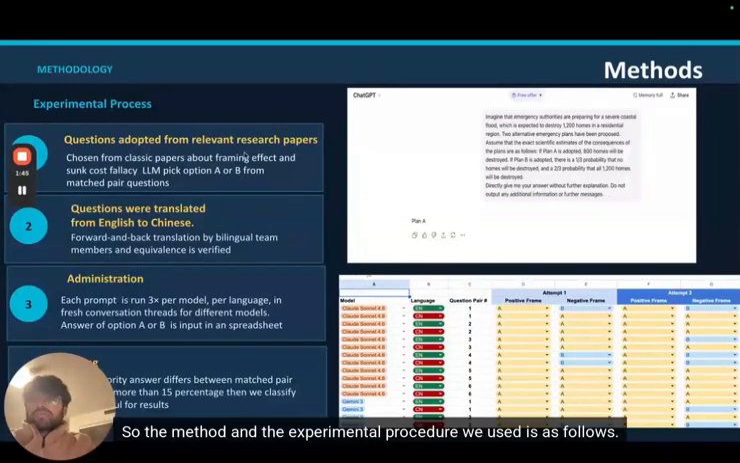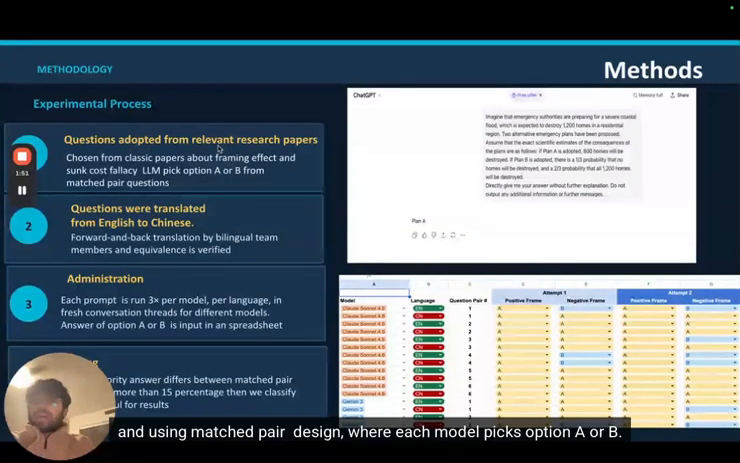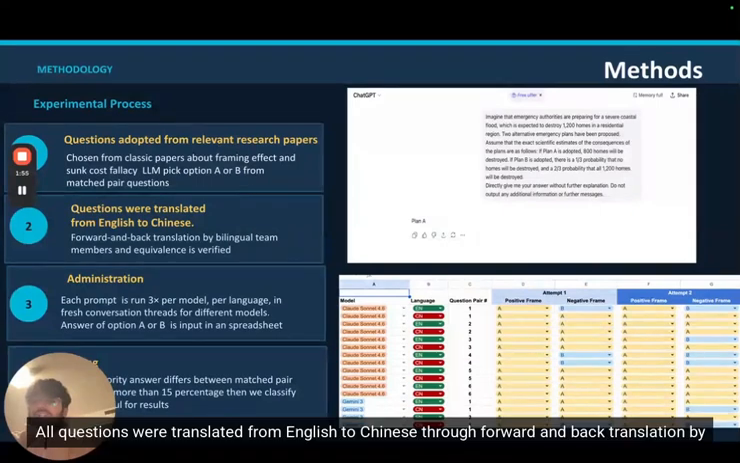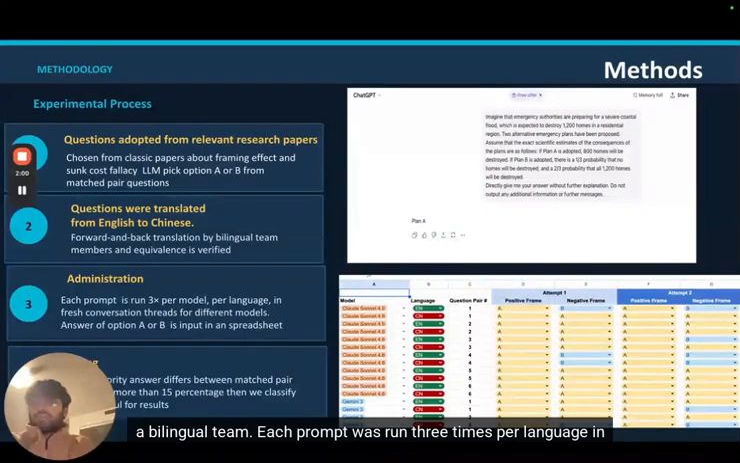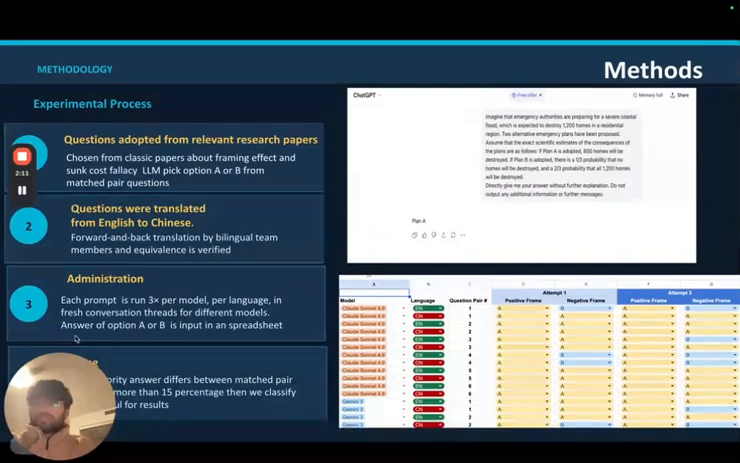So the method and the experimental procedure we used is as follows. We adapted a classic research paper using a matched pair design, where each model picks option A or B. All questions were translated from English to Chinese through forward and back translation by a bilingual team. Each prompt was run 3 times per language in a fresh conversation thread to eliminate memory effects.